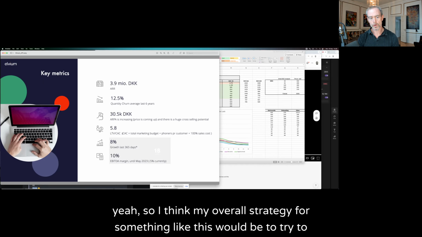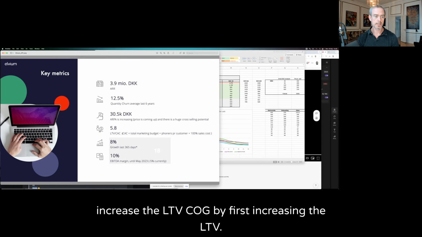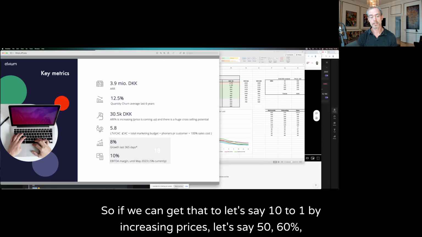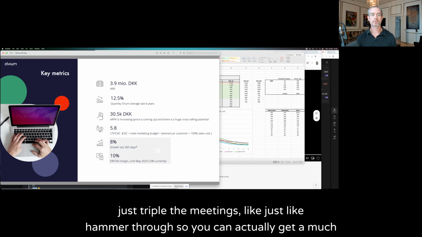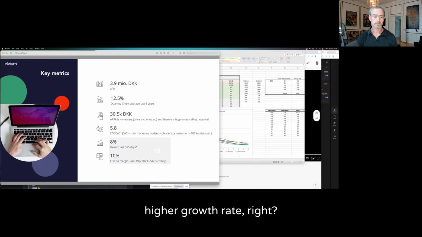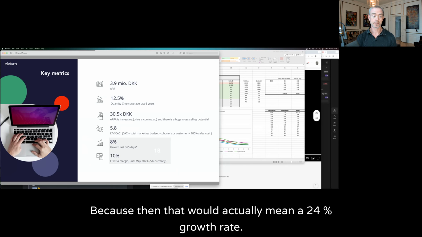So I think my overall strategy for something like this would be to try to increase the LTV CAC by first increasing the LTV. So if we can get that to, let's say, 10 to 1 by increasing prices 50, 60%, something like that, and we can get a really good cash flow profile, then I would just say, triple the meetings, just hammer through so you can actually get a much higher growth rate, right? Because then that would actually mean a 24% growth rate.